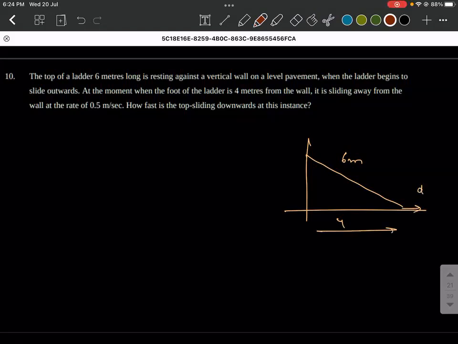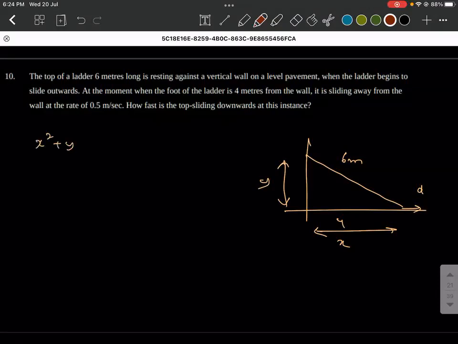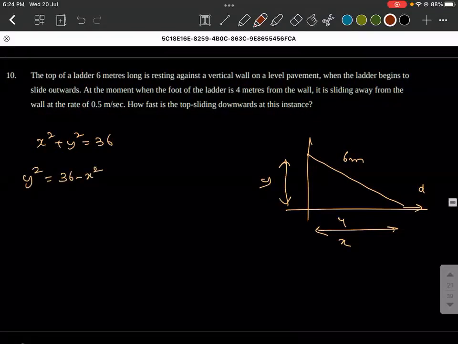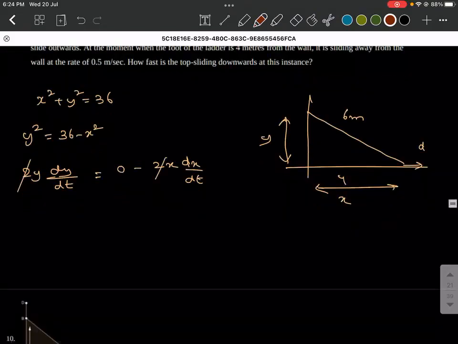So the ladder is 6 meters. Let me take this as x, this as y. What is the relation between them? x square plus y square is equal to 36. Is that right? So y square will be equal to 36 minus x square. 2y into dy by dt is equal to 0 minus 2x into dx by dt. So the 2 and 2 get cancelled.